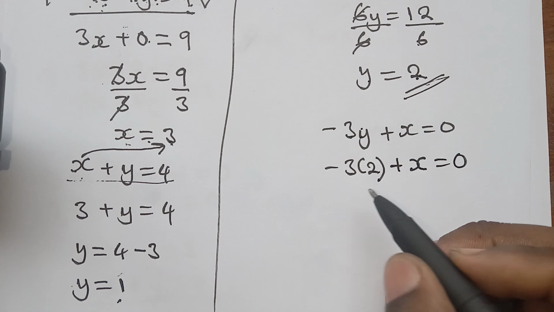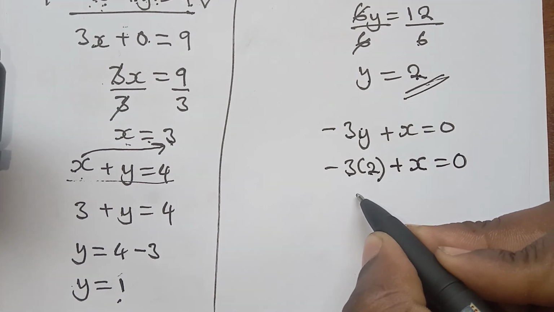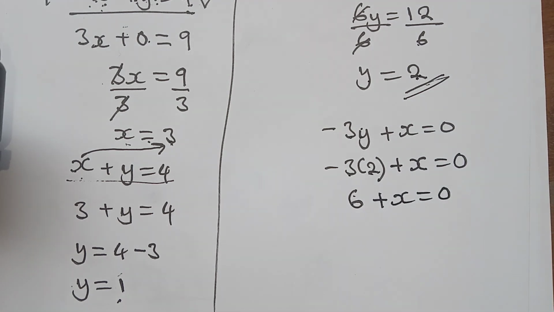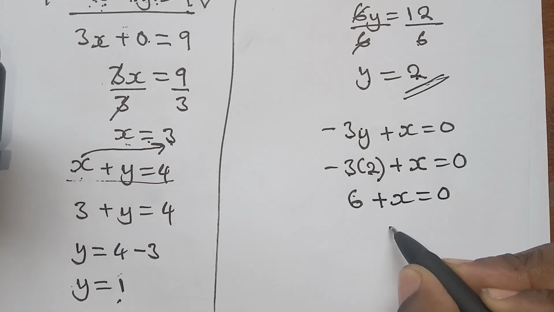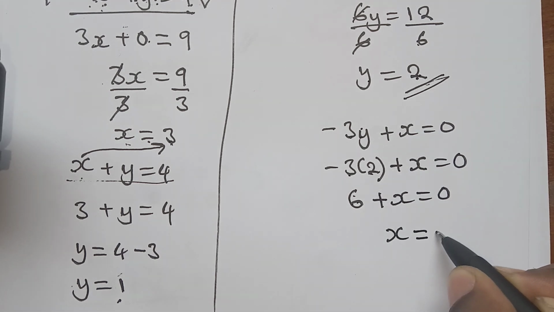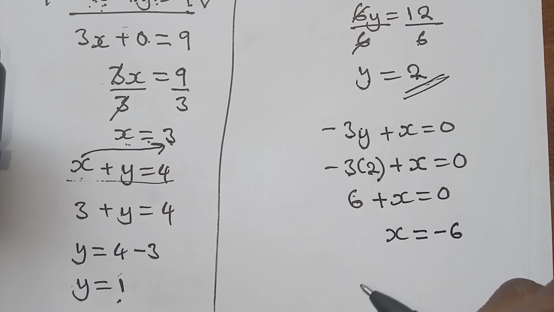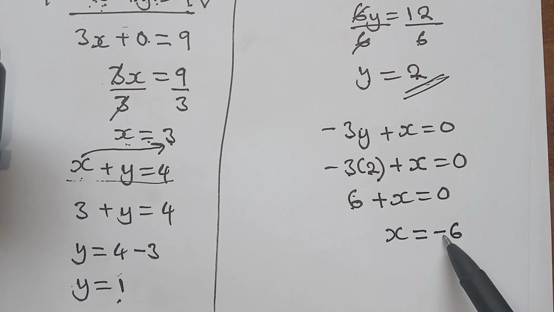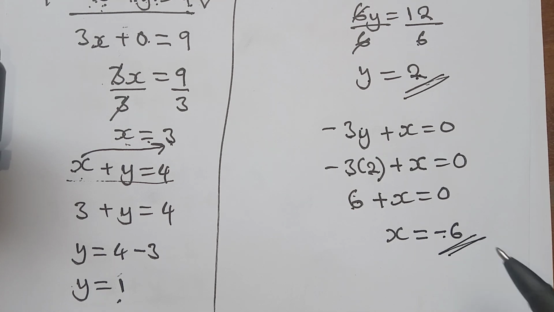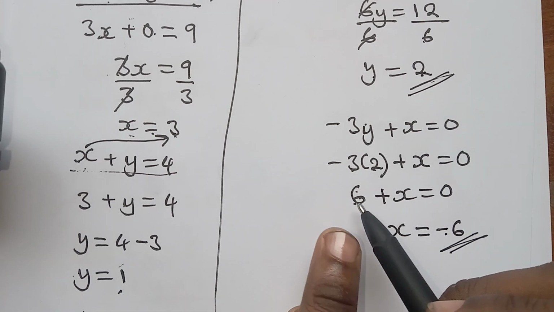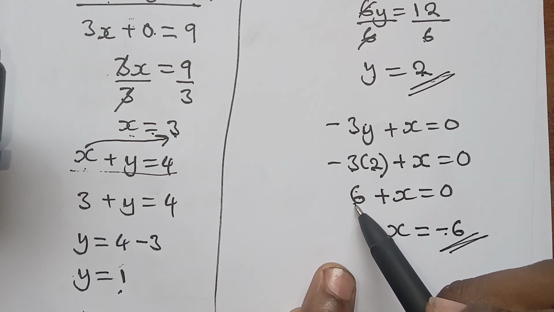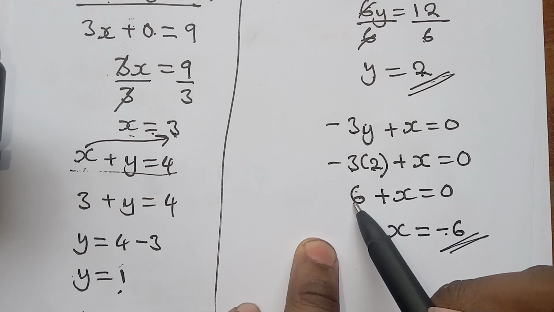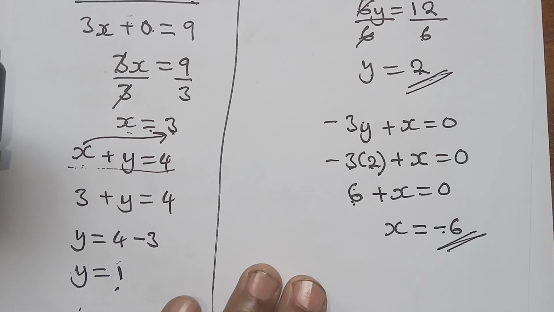So now we can solve for x. This multiplied by this is 6 plus x, which is equal to 0. And then when you take this one to the other side, your x will be negative 6. Remember, every time this one goes to the other side, the sign changes to the opposite. It was initially a positive number, so as it goes to the other side, it becomes negative. If it was negative, it becomes positive.